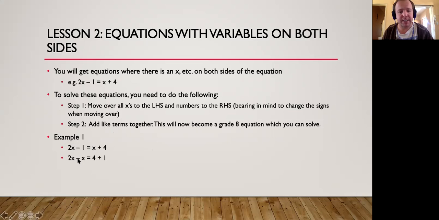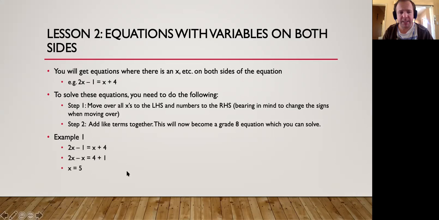2x minus x is equal to 4 plus 1. So notice the 2x stays 2x. The minus 1 became a plus 1 on the other side. The x became a minus x on the other side. And then the 4 stays 4. Now let's see. 2x minus x is 1x, or x. 4 plus 1 is 5.